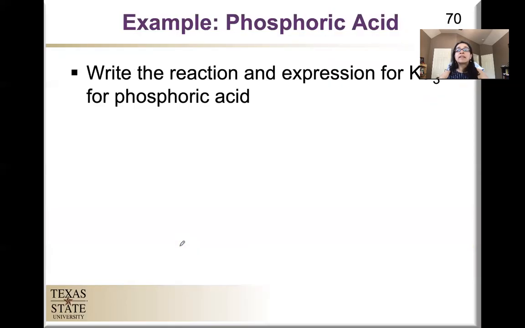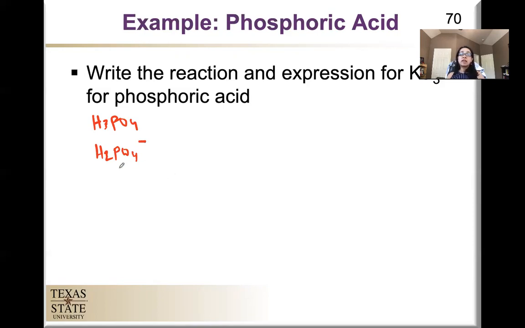Write the reaction and the expression for Ka3 for phosphoric acid. So Ka3 for phosphoric acid. That means that we're looking at the third dissociation from phosphoric acid. And we know that phosphoric acid is H3PO4. Once it donates one proton, it will become H2PO4 with a charge of -1 because it has lost a positive charge that went out with that H+.